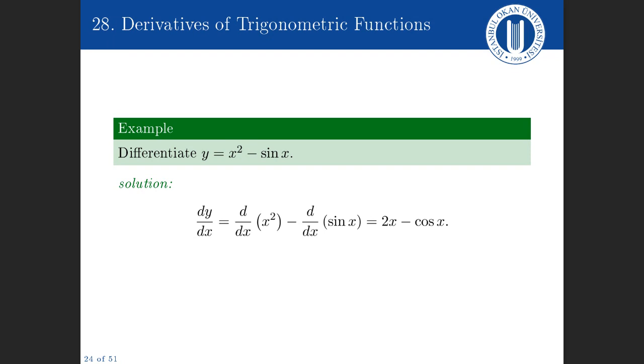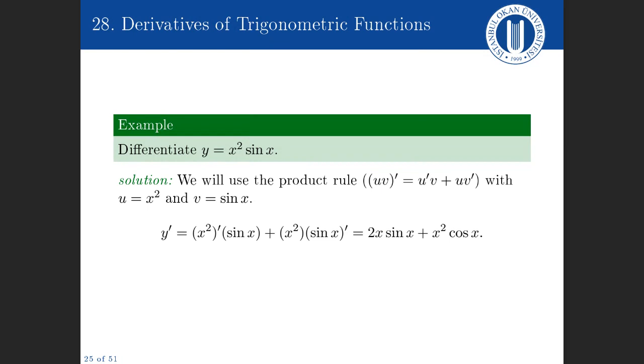So for example, if I wanted to differentiate x squared minus sine x, I can use the sum rule: derivative of x squared minus the derivative of sine x. So 2x minus cos x. I could differentiate x squared sine x using the product rule. Differentiate the first function, differentiate x squared, but don't change sine x, plus, and then don't change x squared and differentiate sine x. 2x sine x plus x squared cos x.